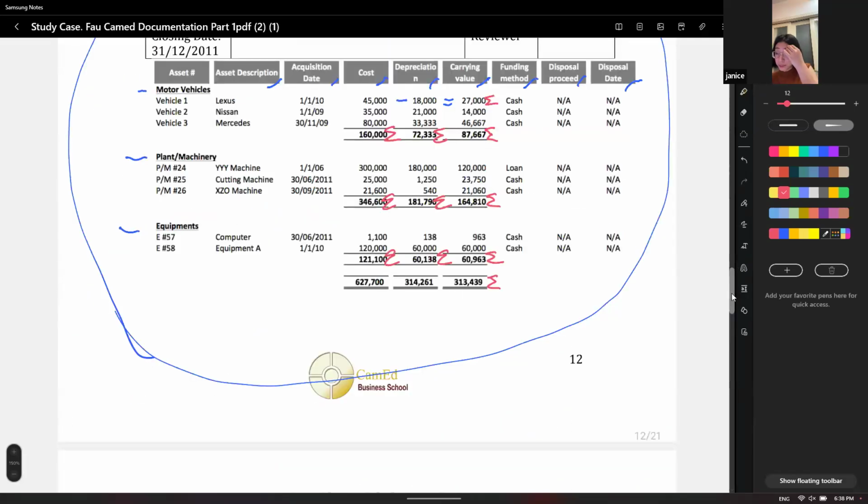Okay, very good. So this is the first thing we need to do. We need to do the addition and subtraction just to make sure the calculation is correct.